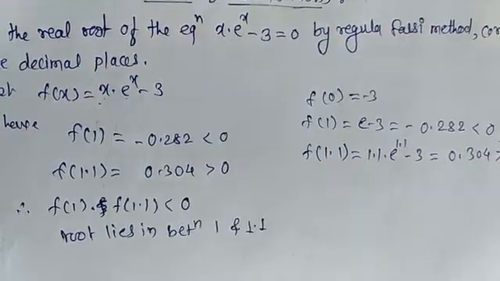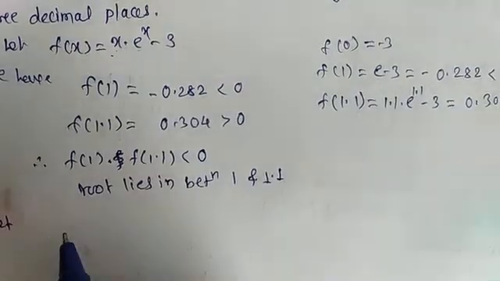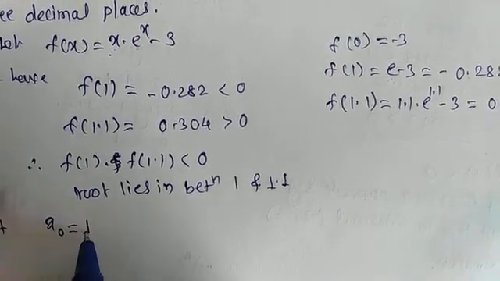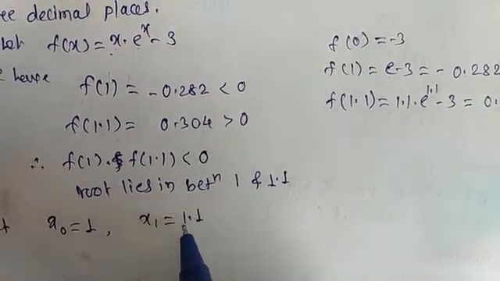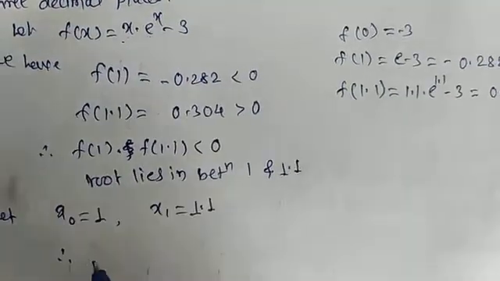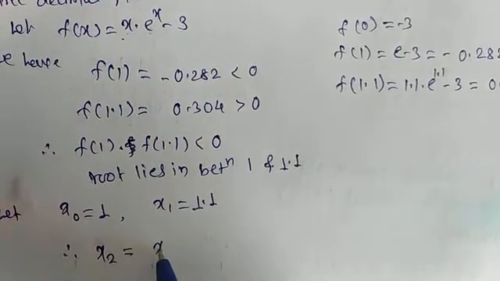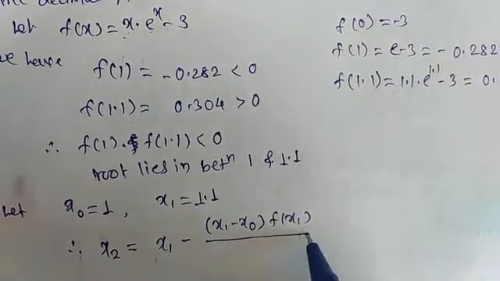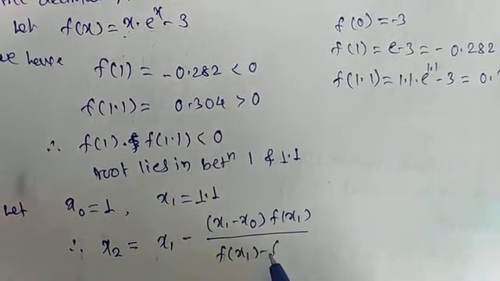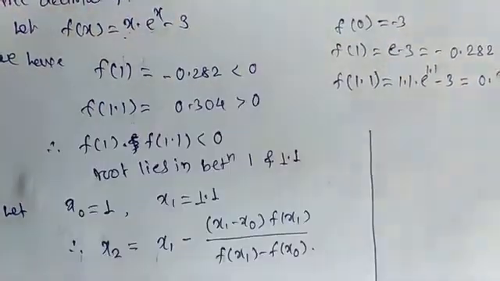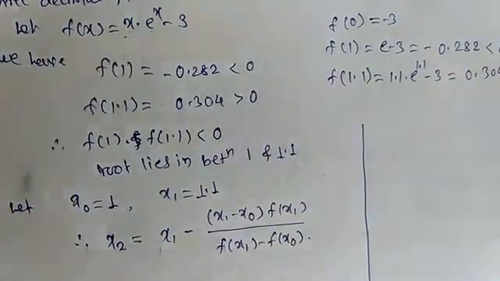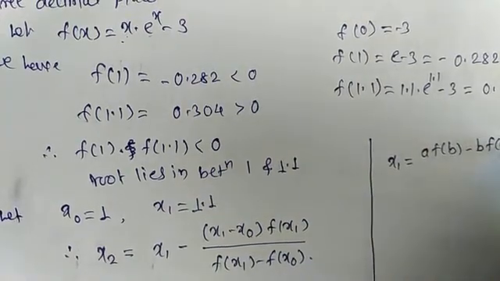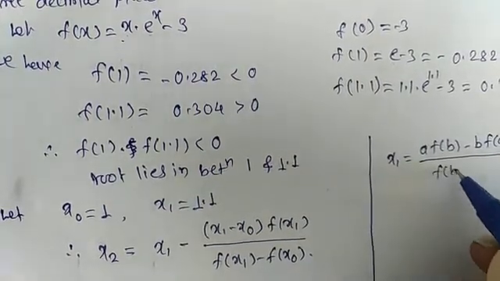So here let us consider x0 is equal to 1 and x1 is equal to 1.1. Therefore x2 can be written as x1 minus x0 into f of x1 divided by f of x1 minus f of x0. Here, from the formula we know that x1 is equal to a into f of b minus b into f of a, divided by f of b minus f of a also.